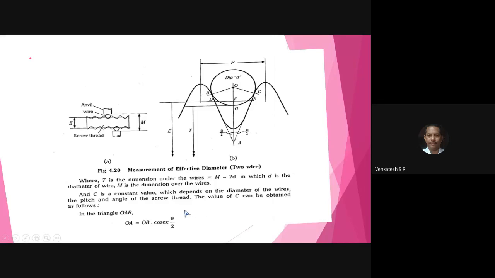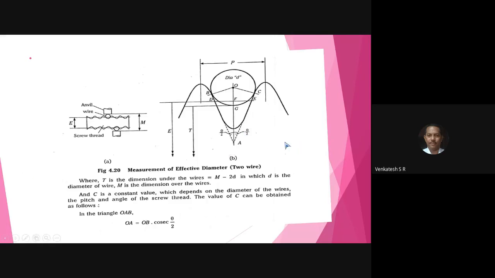Then all of you observe here, first draw the profile of the thread like this, and the diameter of the wire is D. The distance between the two peak points is the pitch, that is letter P, and the angle of the thread is theta. Half angle is theta by 2. How do you calculate the angle of the thread?